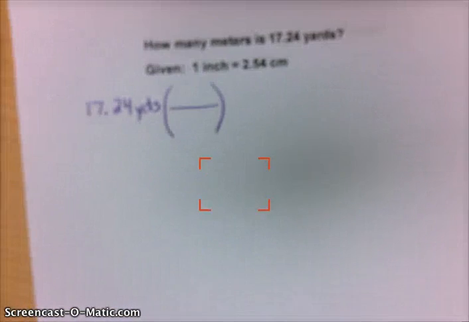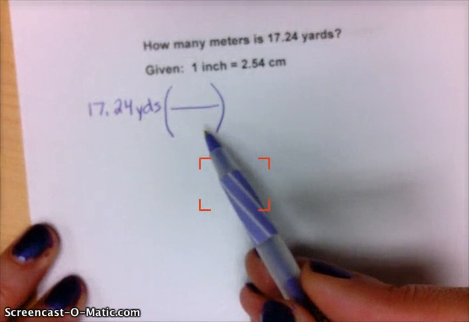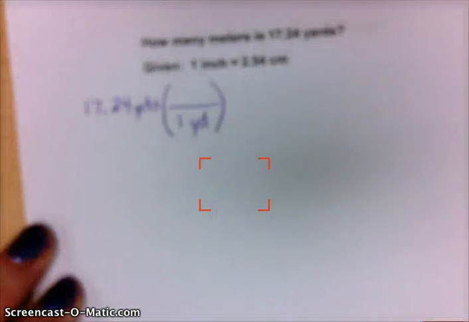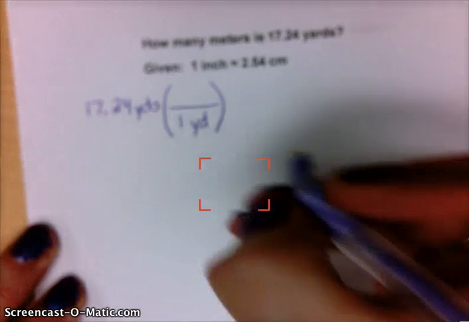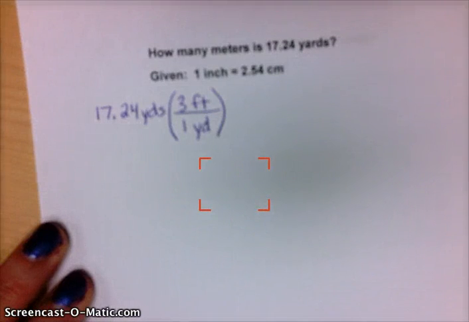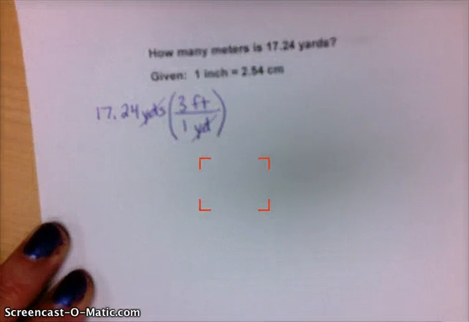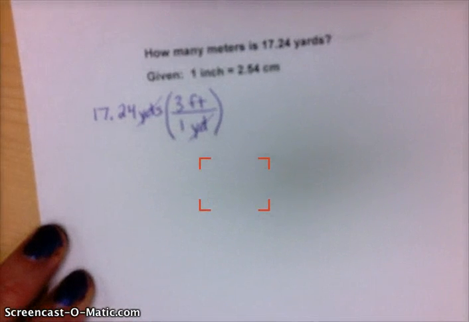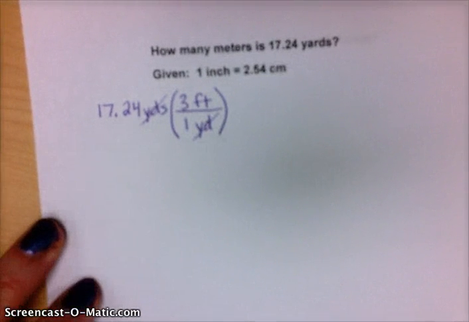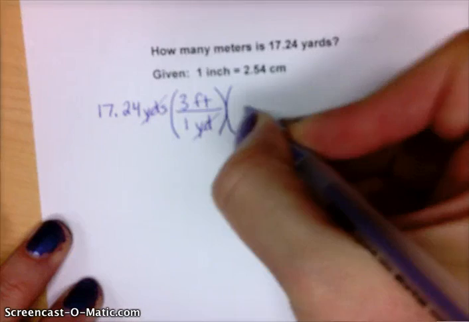Now, because yards is what we're starting with, the unit of yards needs to be on the bottom. And again, it's 1 yard that contains 3 feet. So 1 yard is on the bottom, and 3 feet is on top. This allows yards to cancel, and now we've converted to feet. Well, what do we know about feet? Well, we know how many inches are in a foot, and once we get to inches, we can use our given conversion to centimeters. So let's do that.